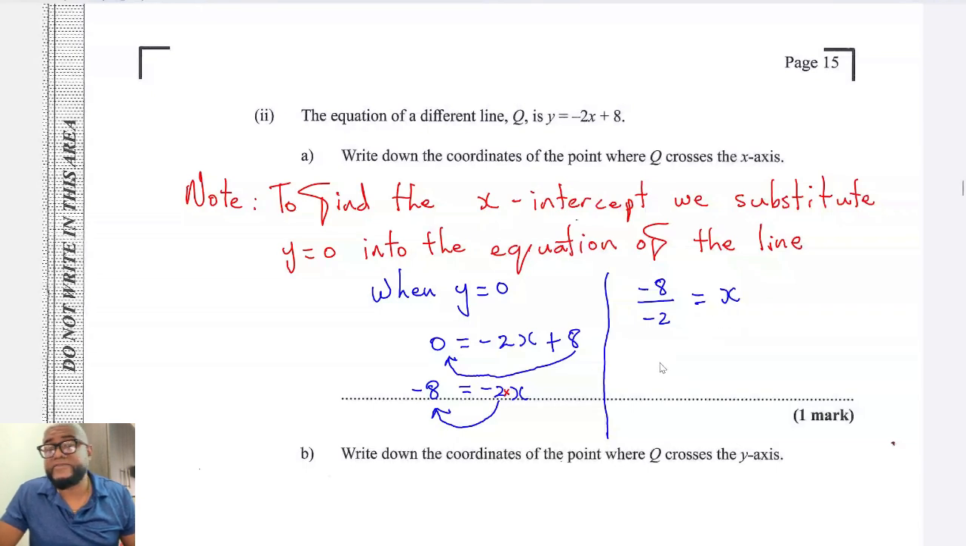Negative 8 divided by negative 2 would be positive 4 is equal to x. This here will be my x-intercept. Or they want the coordinates, right? So they said write down the coordinates of the point where Q crosses the x-axis. So what will my coordinates be? What's the x value?